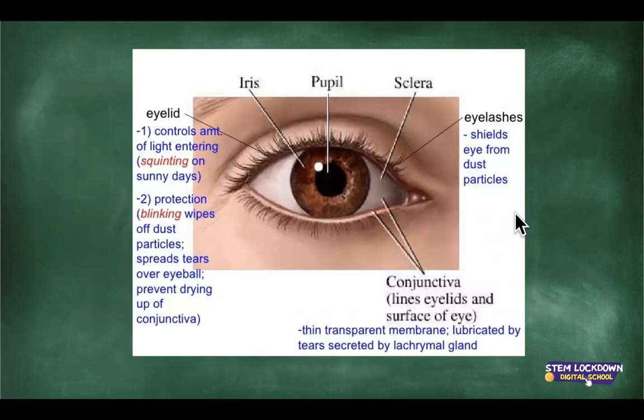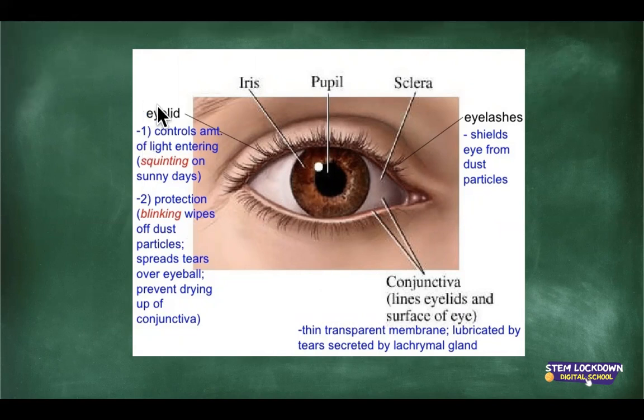Now the eye is protected by several structures. You have your eyelid. It protects against the light entering, so you can squint on sunny days. It also protects by blinking, so it wipes dust particles out. It also spreads tears over your eyeball, preventing the drying up of the conjunctiva. Then you have eyelashes. Eyelashes shield from dust particles. And your conjunctiva is the inside. It lines the eyelid and the surface of the eye. It's a thin, transparent membrane, and it is lubricated by tears secreted by the lacrimal gland. All you need to know is how the eye is protected.